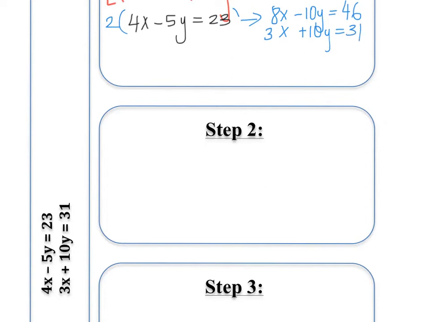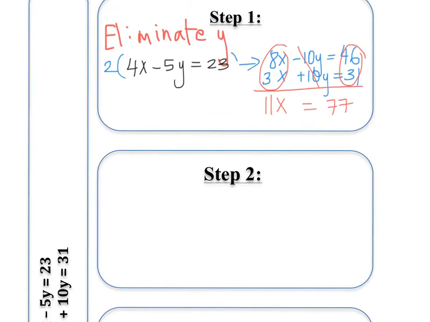Now if I try to add these two equations, 8x plus 3x, that's going to be 11x. The -10y and plus 10y, they cancel out. 46 and 31, that's 77. So there you go. I just eliminated the variable y.